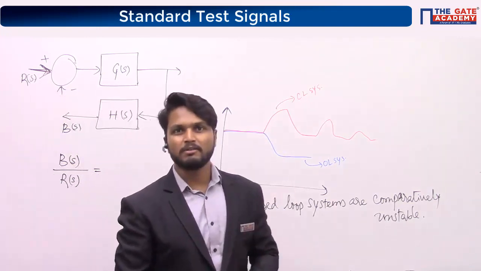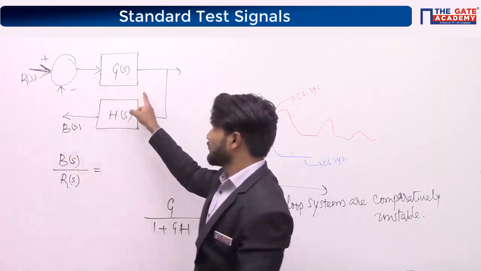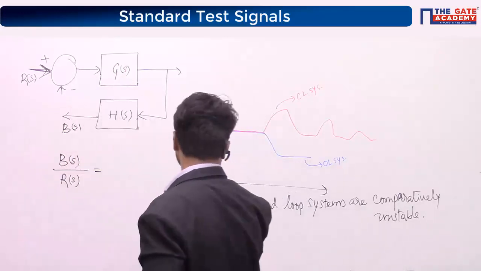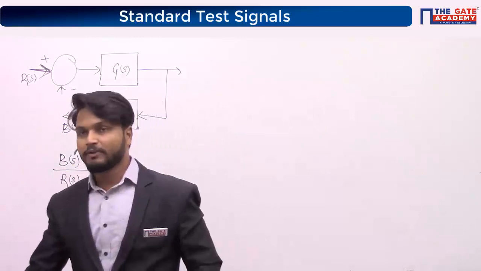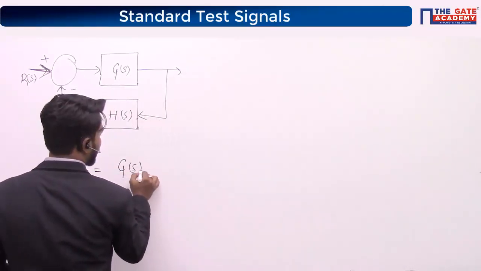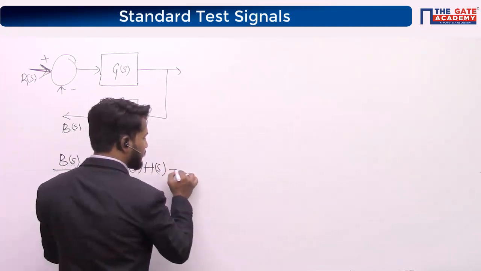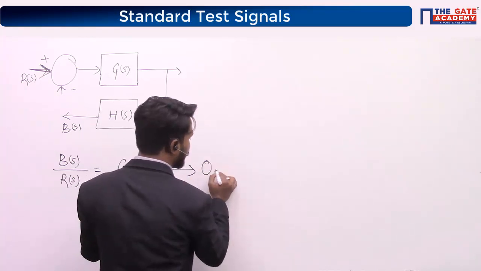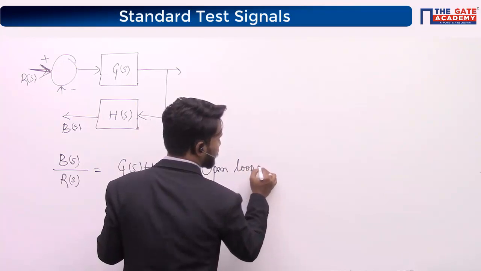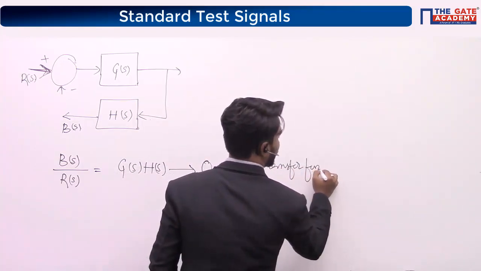What is the value of B of s upon R of s in terms of these blocks? Tell me. B of s upon R of s is GH, that is G of s H of s, right? Therefore G of s H of s is generally called the open loop transfer function. What do we call it? Open loop transfer function.